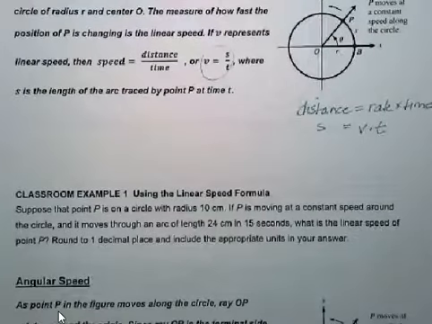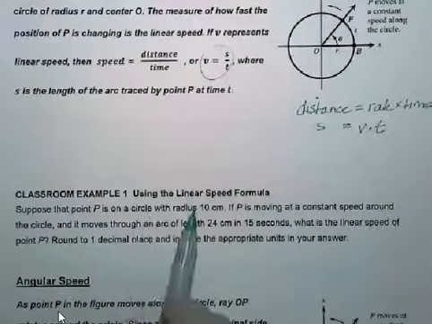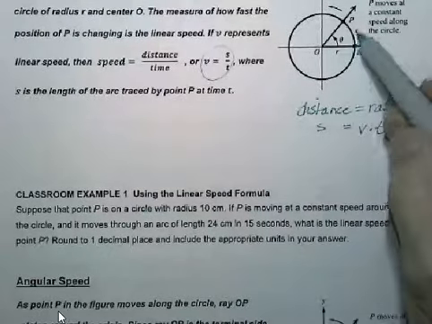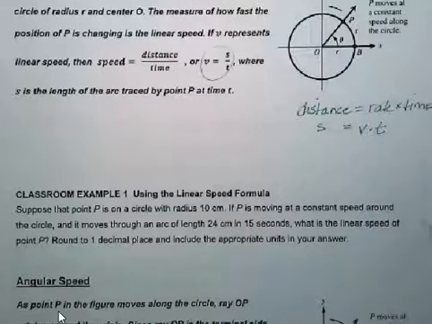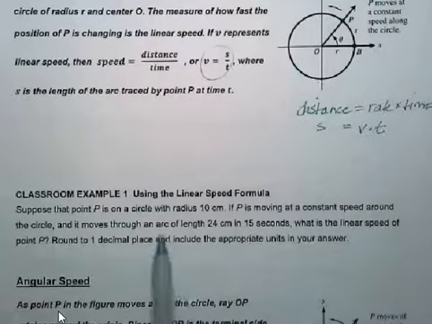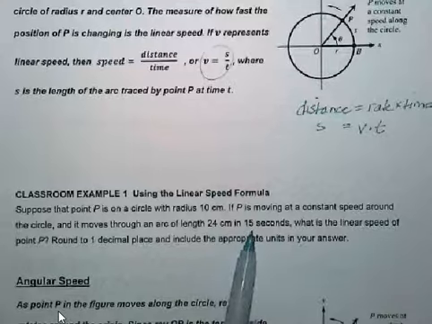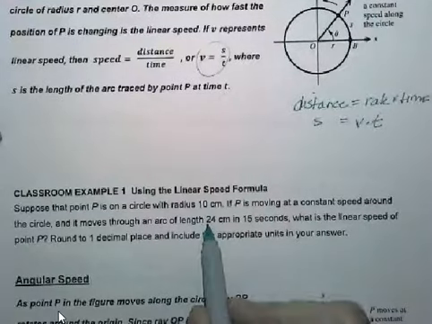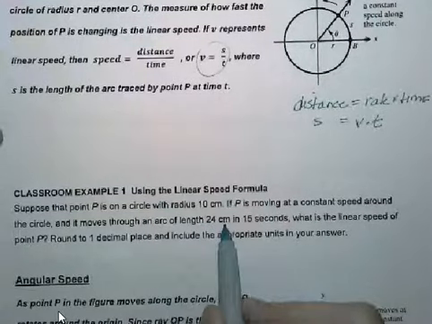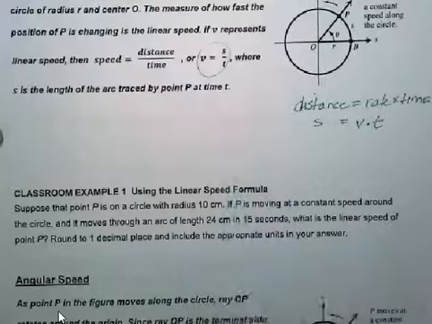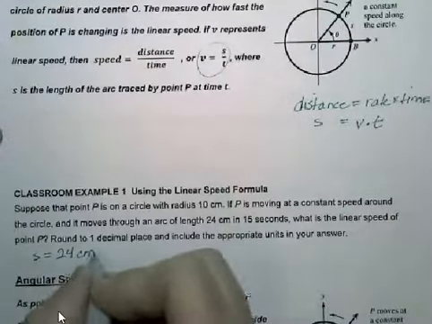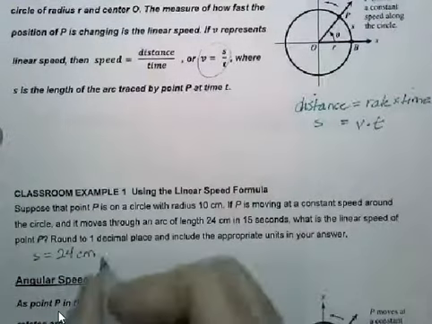So to use this formula, let's say that our point P is on a circle with a radius of 10 centimeters. It's moving at a constant speed around the outside of the circle, and it goes through an arc of length 24 centimeters in 15 seconds. And we're wanting to find the linear speed of the point P. If it's moving through an arc of length 24 centimeters, that's our s. In other words, that's our distance. And our time is 15 seconds.